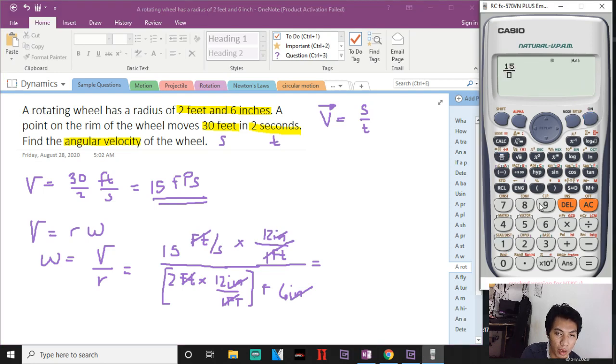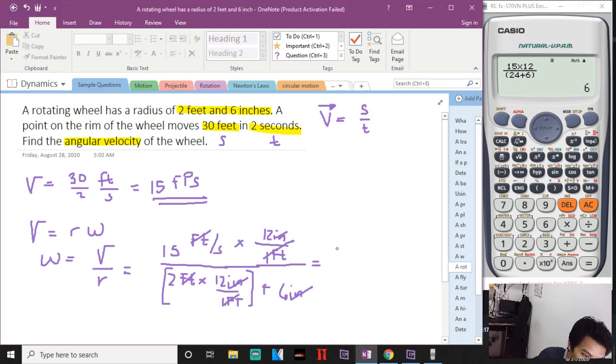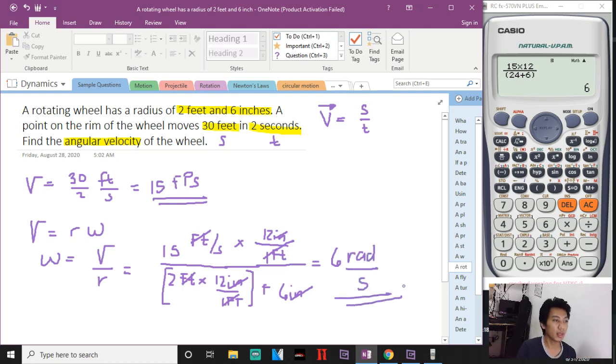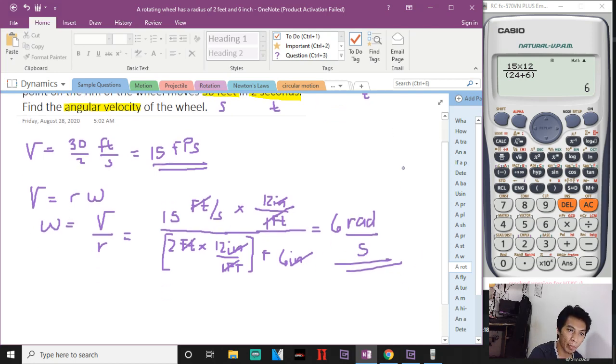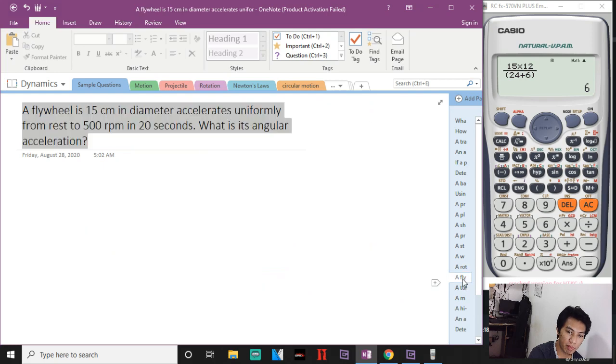15 times 12 divided by 2 times 12, that is 24, plus 6. Okay. So that will be 6 radian per second. 6 rad per second. Okay. So you have your angular velocity. Okay, so let's go with number 7.